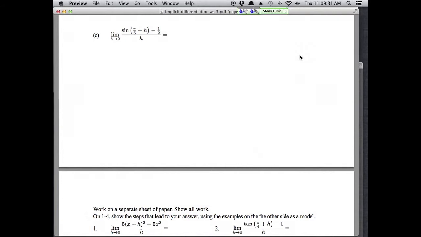An x value. And what does that x value give me? The slope of the tangent. The slope of the tangent line. So this one right here is going a step further. It wants you to find the derivative, but it also wants you to plug in at a specific x value.